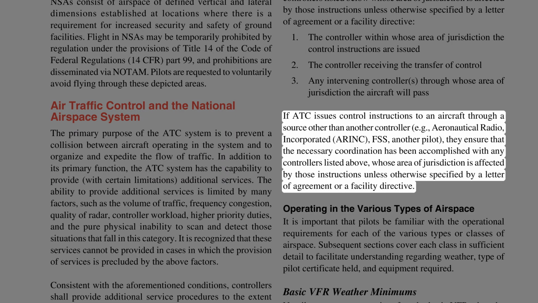If ATC issues control instructions to an aircraft through a source other than another controller, e.g., Aeronautical Radio, Incorporated, ARINC, FSS, another pilot, they ensure that the necessary coordination has been accomplished with any controllers listed above, whose area of jurisdiction is affected by those instructions unless otherwise specified by a letter of agreement or a facility directive.